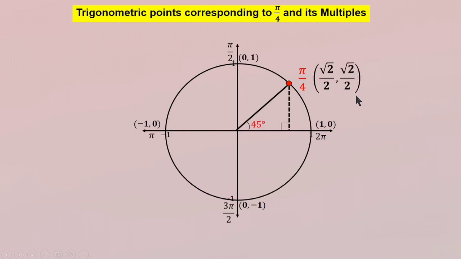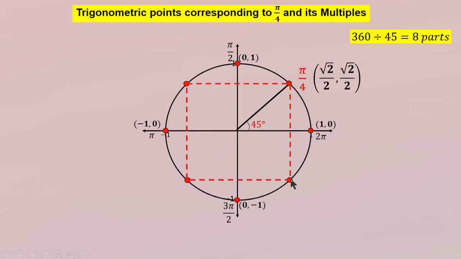To determine the multiples of pi over 4, divide the circle by 45 and that is equal to 8. 4 parts above and below. We already have here 1 pi over 4, so the second point is located here. Then the third point, 4th, 5th, 6th, 7th, and 8th. And these points are the multiples of pi over 4.